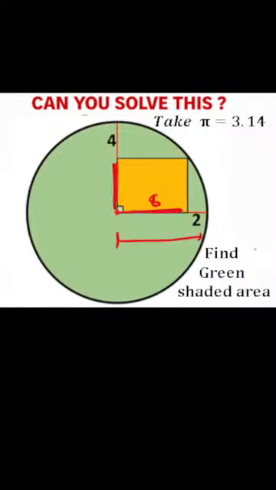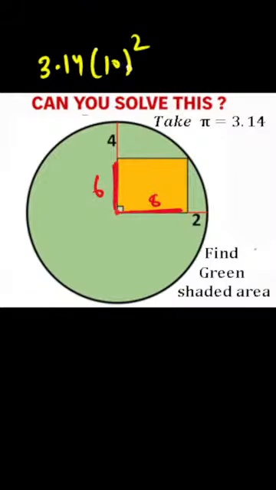Then this length is going to be 10 minus 4, 6. So we have the dimension for the circle radius. We do have the dimension for the rectangle. So you can find the area of the circle first, which is pi r square, which is 3.14 r square. So it is 10 square, which is going to be 100, and 100 into 3.14 is going to be 314.